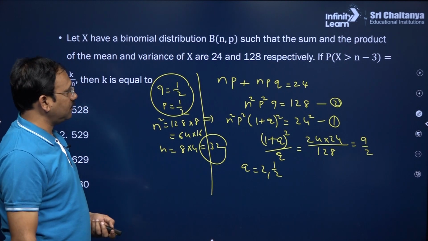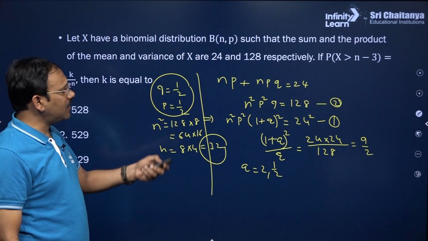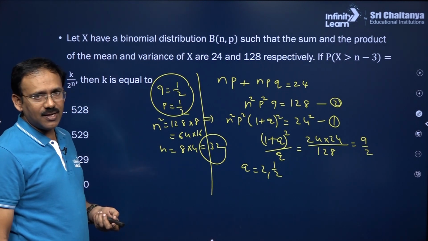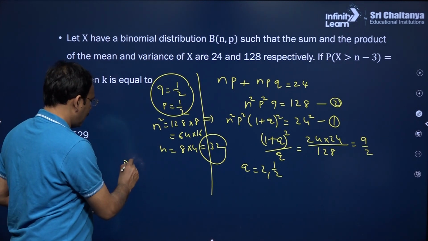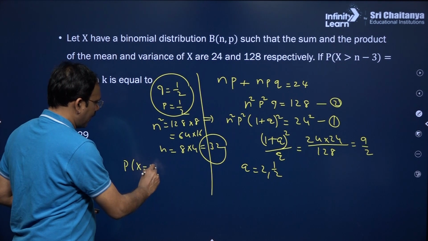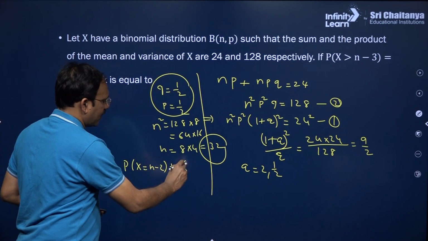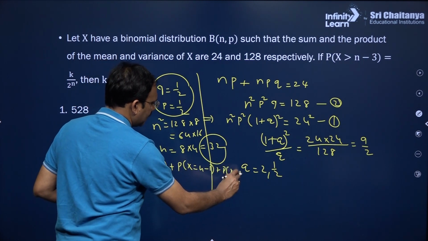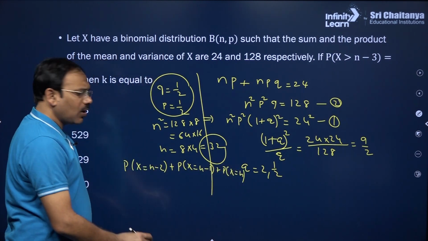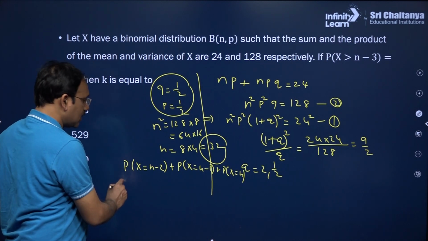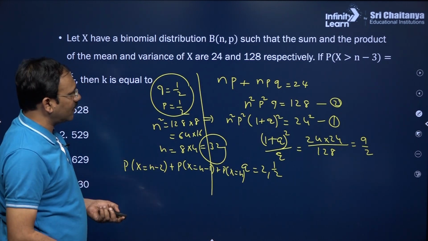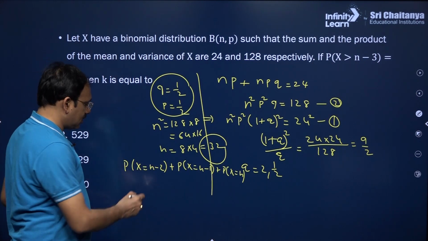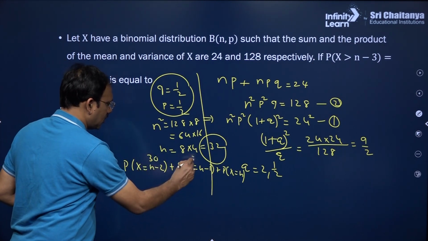What do we want? Probability of x greater than n minus 3. That means P(x = n−2) plus P(x = n−1) plus P(x = n). That is all, these three probabilities. You know how to write, my dear friends. n is already we can say 32. So x is equal to 30, x is equal to 31, x is equal to 32.